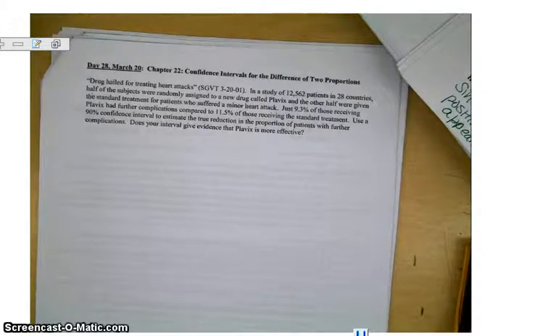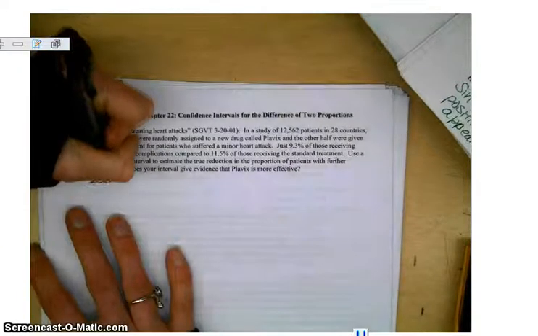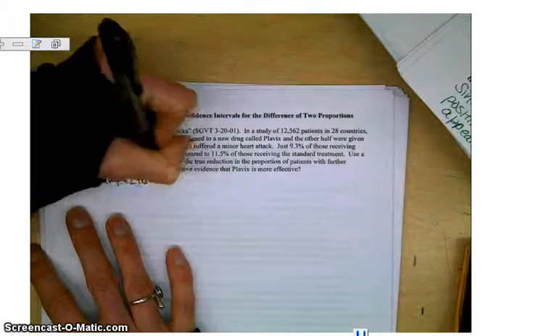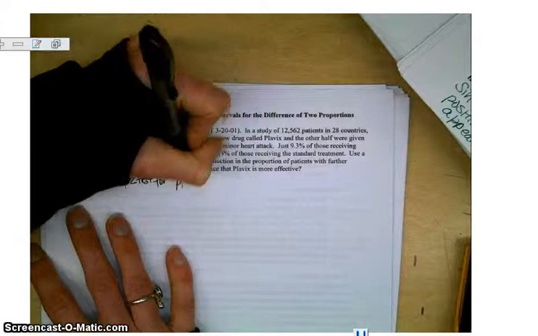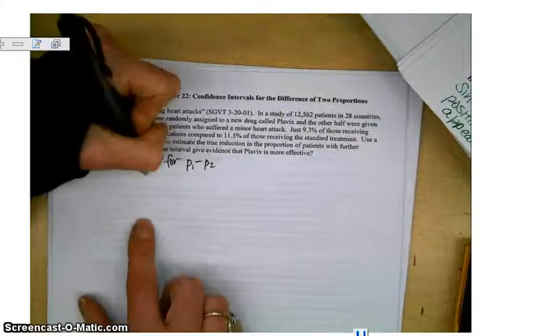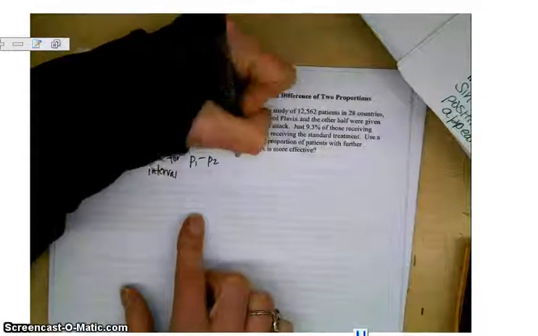So we could do a test. We could do a test to see if Plavix is more effective, but this confidence interval will also allow us to come to a conclusion as well. So, first thing I'm going to do, we want to write down our proportions. This is going to be a two-sample z-test for a difference of proportions, P1 minus P2. That's what we're going to be doing here. Not a test, sorry. A two-sample z-interval for P1 minus P2 at 90% confidence level.